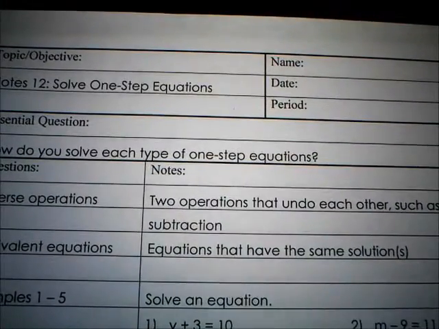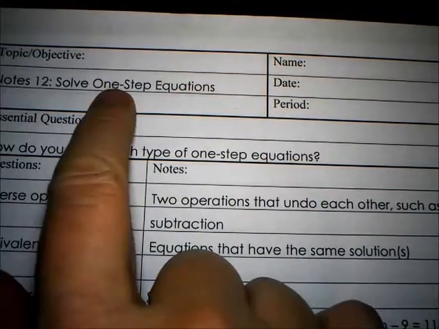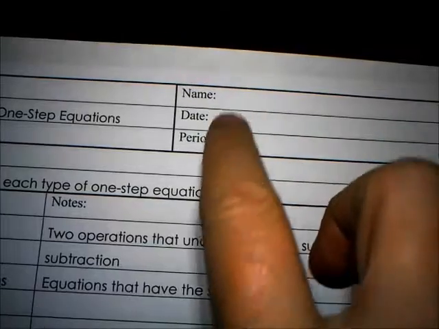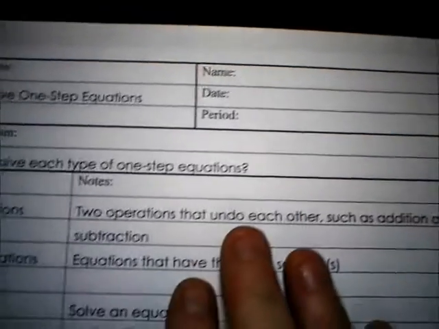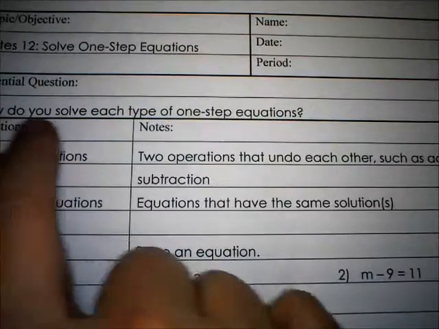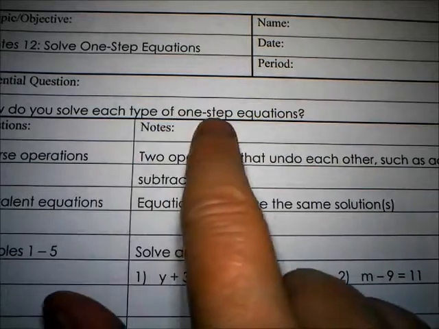Okay, this is Algebra 1. This is the beginning of Chapter 3. This is our notes number 12, solving one-step equations. Make sure you put your name, date, and period. And then your essential question is, how do you solve each type of one-step equation?